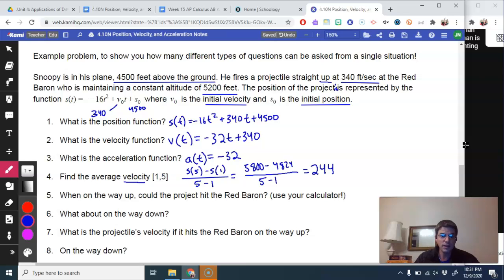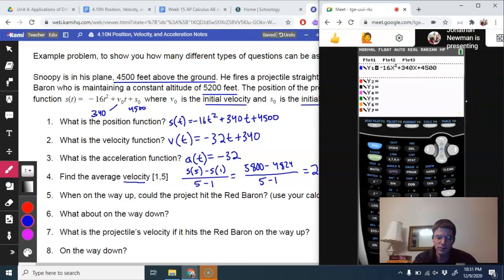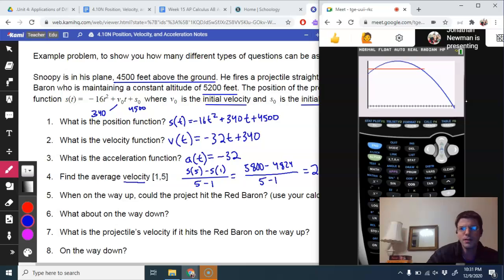All right, now we're going to keep using the calculator here, because when on the way up could the projectile hit the red baron? Well, where is the red baron? He's at 5,200 feet, and he's up there the entire time. So let's go back to y equals, and let's type in that altitude here. So 5,200, because that's y equals. Now if I go to graph, look, there's the red baron flying along, and I can find these intersections very quickly.